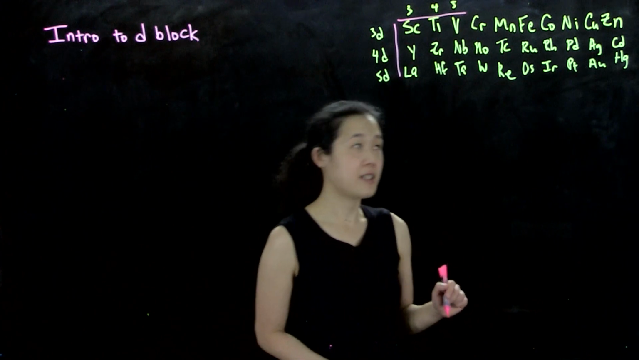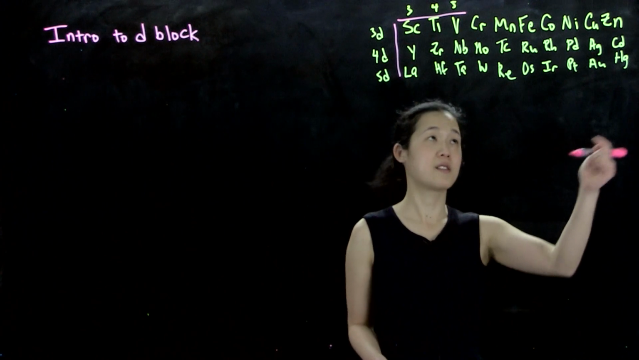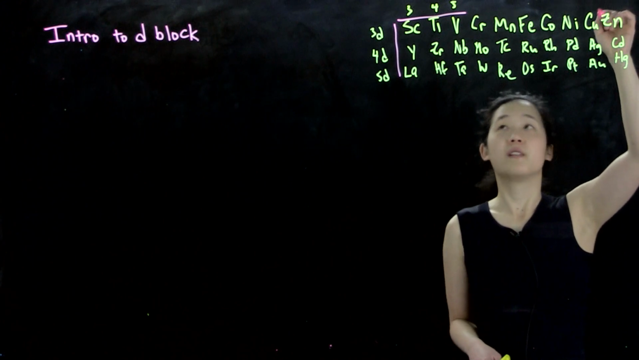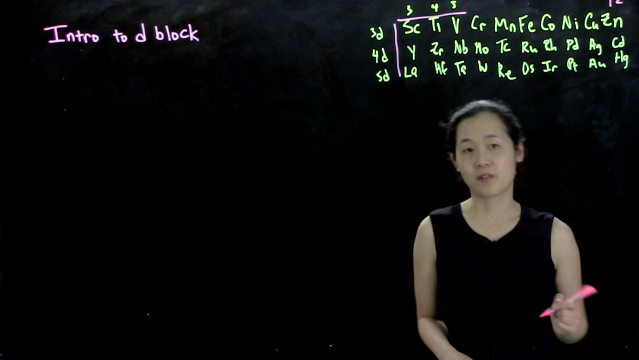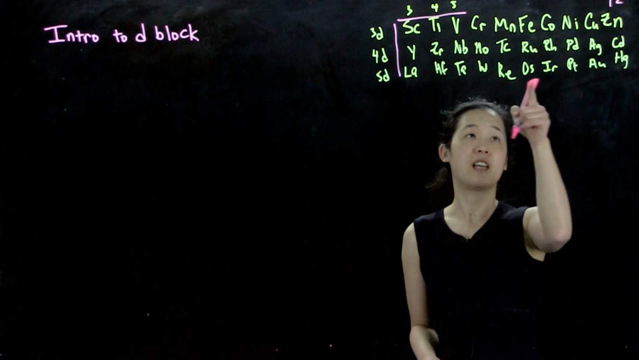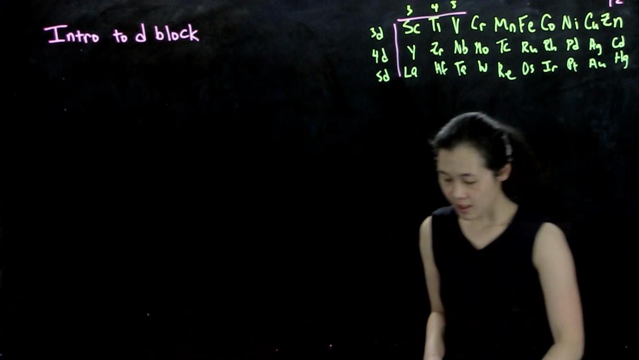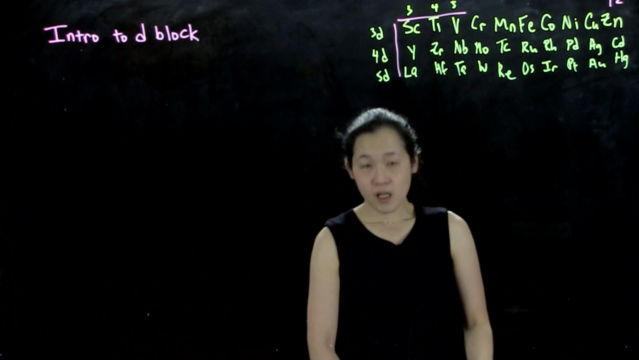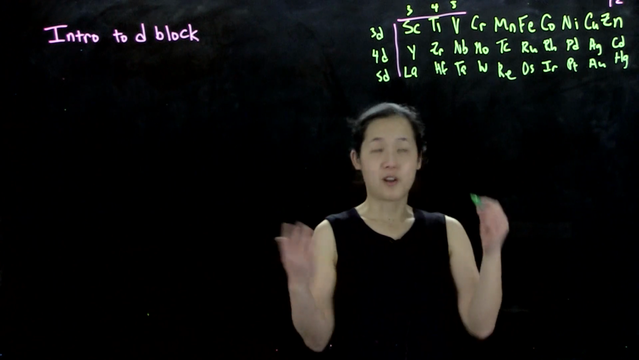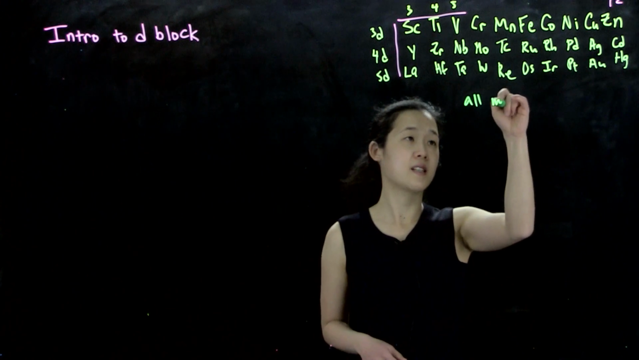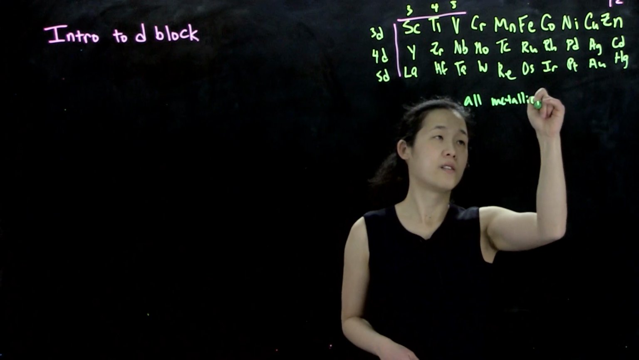There are 30 elements here, so there's 10 columns, and then we go up to group 12, right, over here. So 3, 4, 5, 6, 7, 8, 9, 10, 11, 12. So that's the D block. So these are all metals. That's why they're called transition metals. All metallic, all conductive.